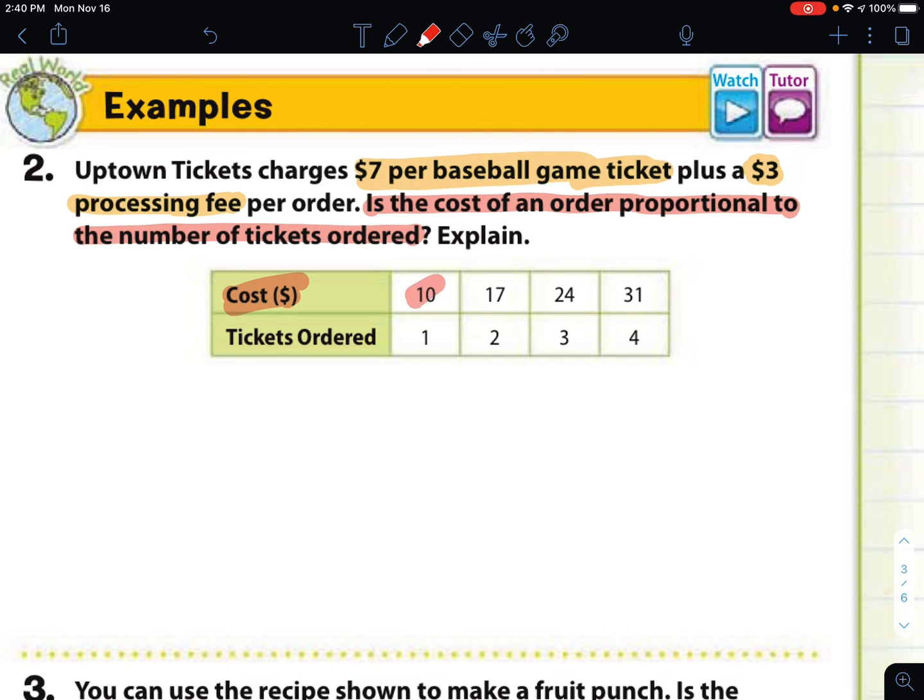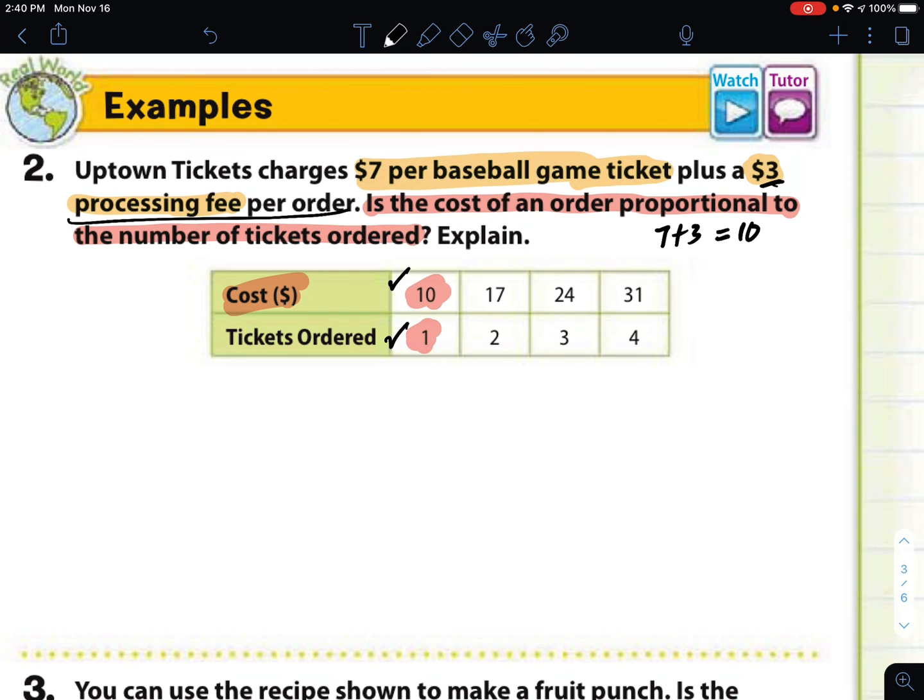$10 per one ticket ordered. Why is that? Because $7 plus $3 will equal $10, and that's how you got 10 per one ticket. The $3 is the processing fee. So every single time you buy a baseball game ticket, you add $3 for the processing fee.